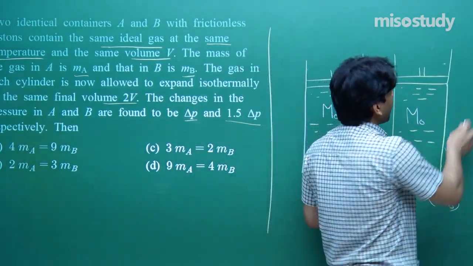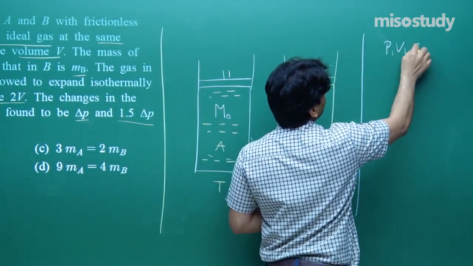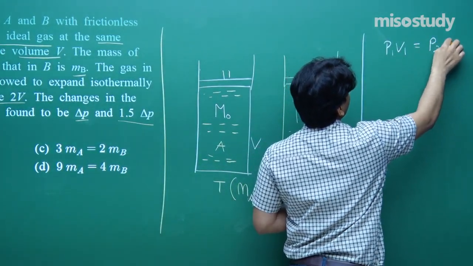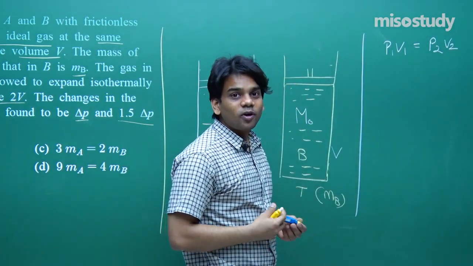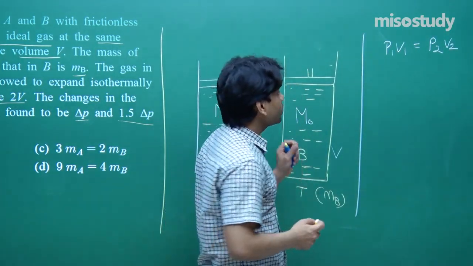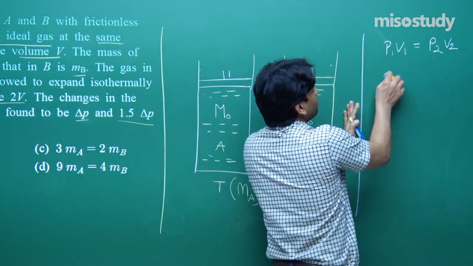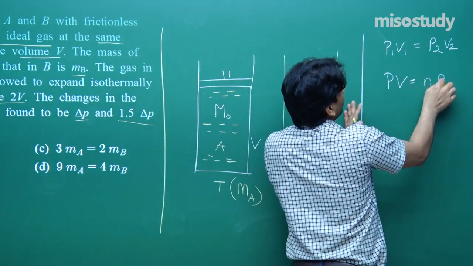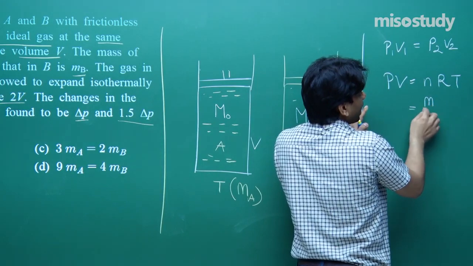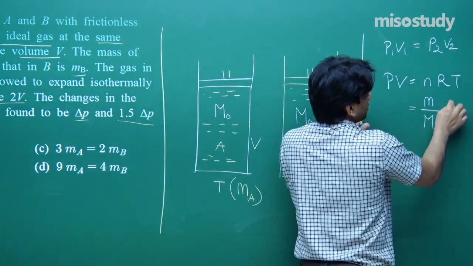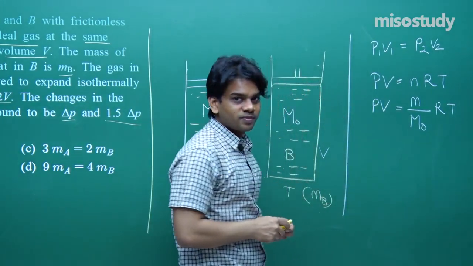Now we all know that under isothermal conditions, initial pressure into volume will be equal to final pressure into volume. This is what we can say for each of the gases. Now try to understand, we have to relate the mass of gas. We all know that pressure into volume is equal to nRT. First thing, n can be written as mass of gas divided by the molecular mass, times RT. We can write pressure into volume in this way.